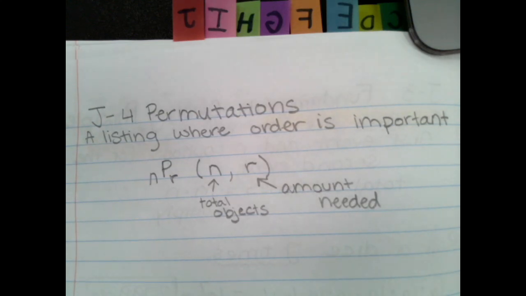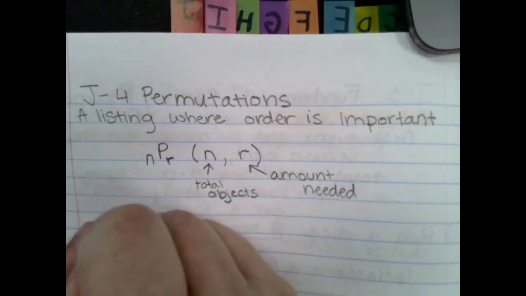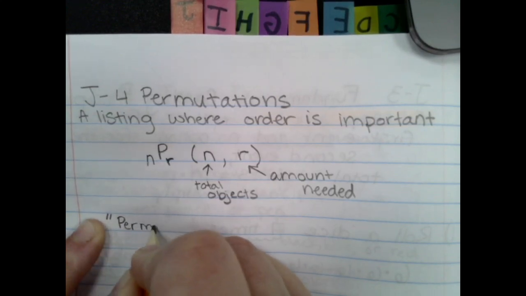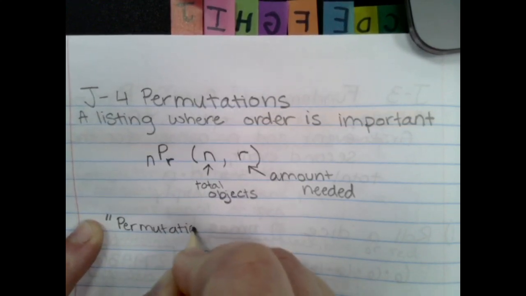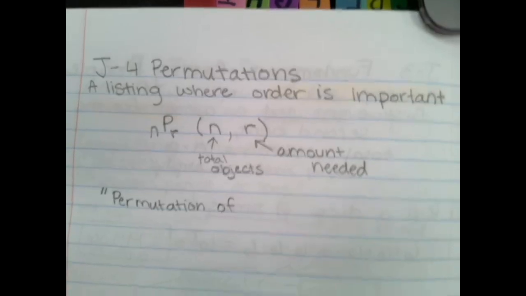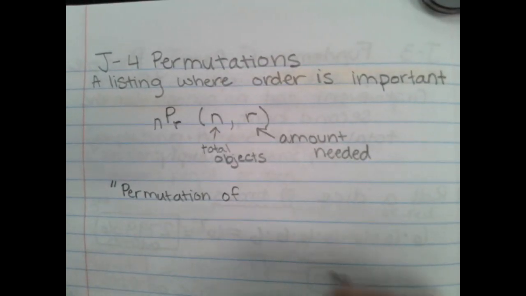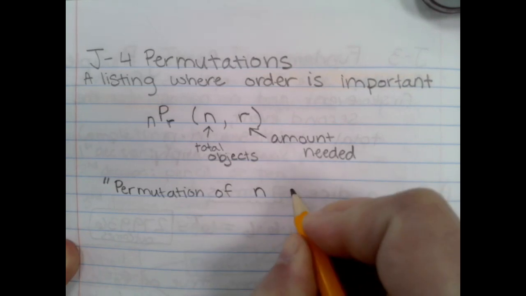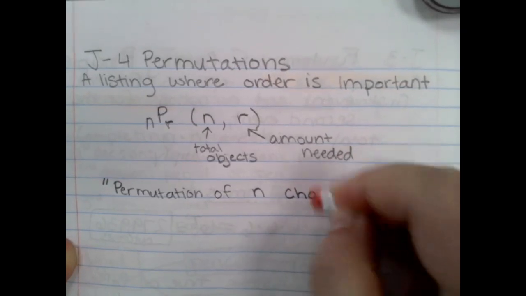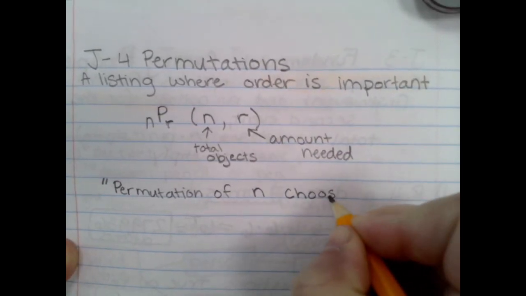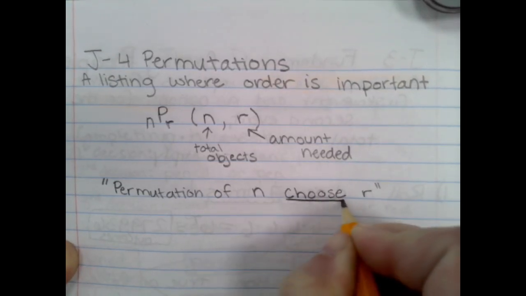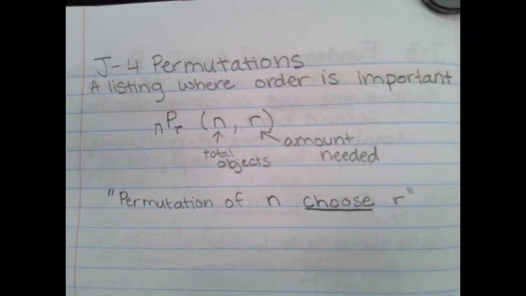The way we say this is a little different. We say a permutation, and we use the word of, which we normally use when we see those parentheses. Permutation of n, and now this is the part that's different, we use the word choose. N choose r. Permutation of n choose r.